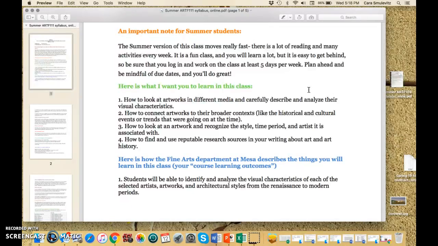If you're in my summer version of the class, please keep in mind that it's really fast-paced. During the semester, you have one lesson per week, but in the summer semester, you have 2 lessons per week. So if you're a summer student, assume that you're going to be doing double the work of a normal semester. You should probably be logging in every day of the week if you're in a summer session of this class.